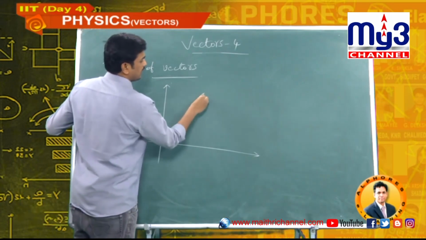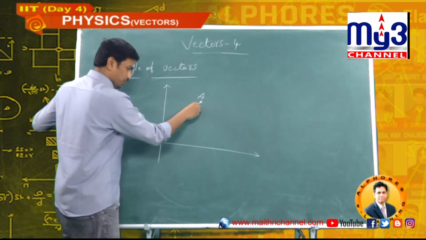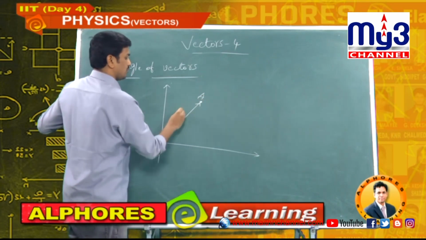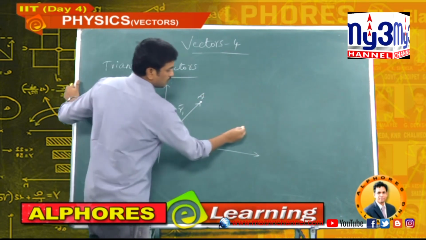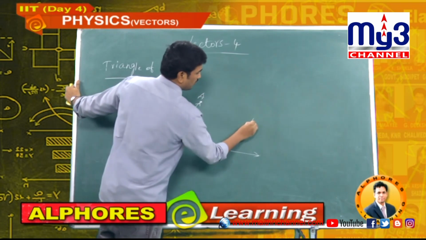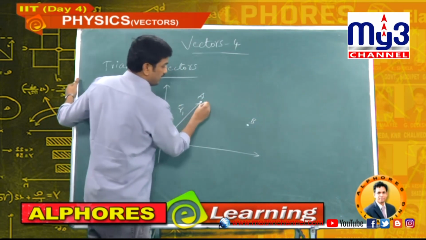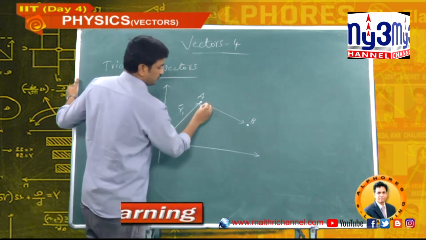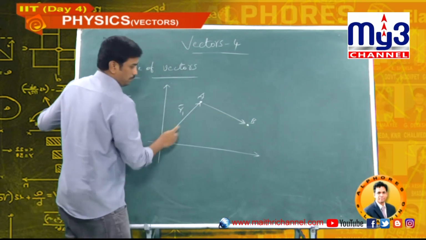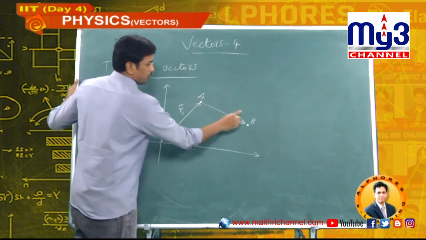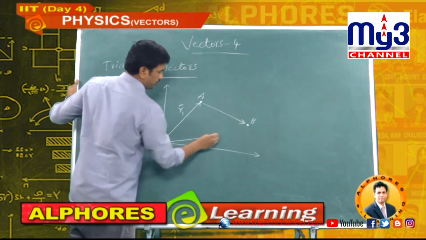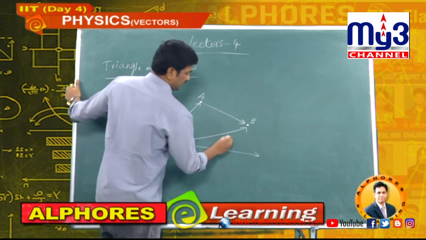Initially the particle is at a point A. The position vector of point A is R1 bar. Now the particle has travelled from point A to point B. What is the final position vector of the particle?